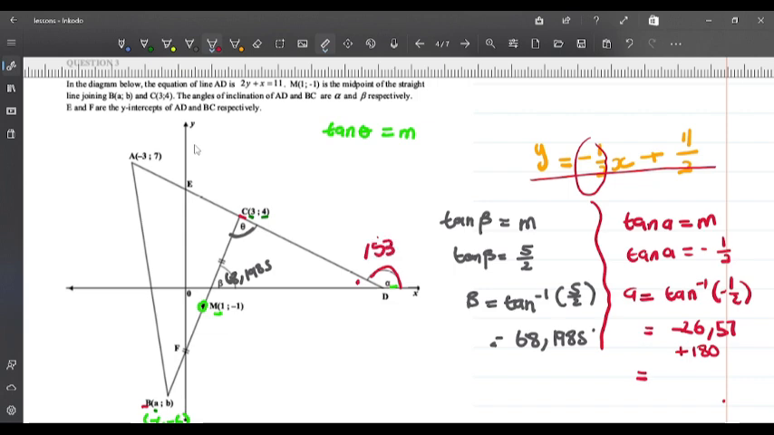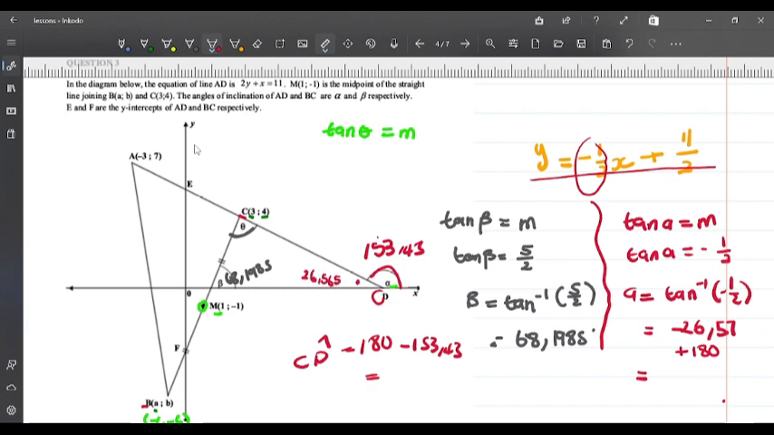And how would I find this angle? As mentioned, these are angles on a straight line. To find angle CD, basically this angle here highlighted in red, I would need to take 180 minus 153,43, because as mentioned, these are angles on a straight line. So 180 minus 153,43, I'm going to get 26,565.